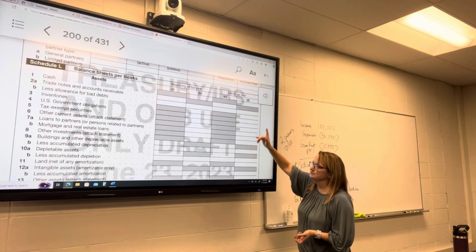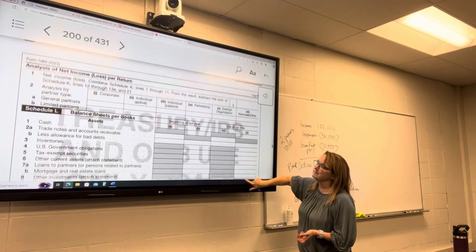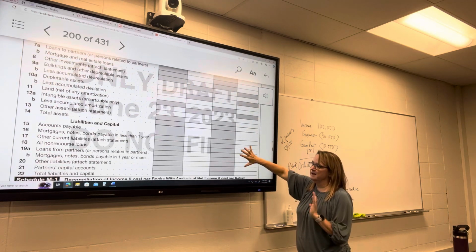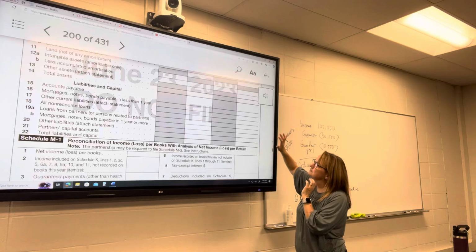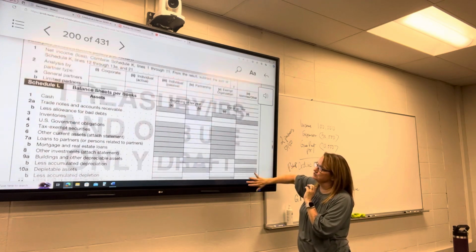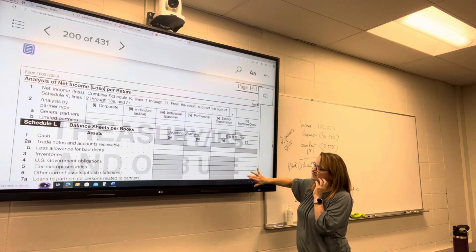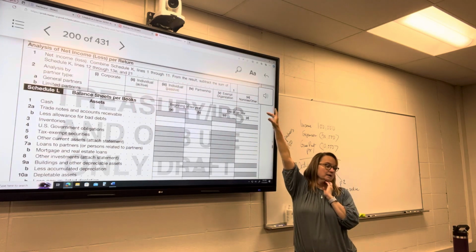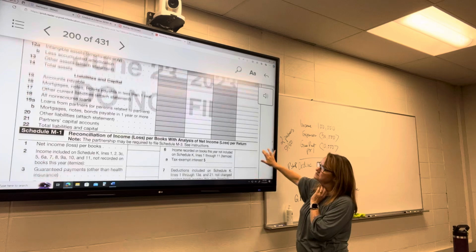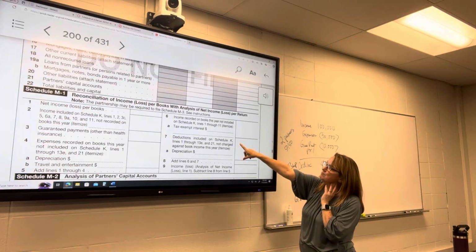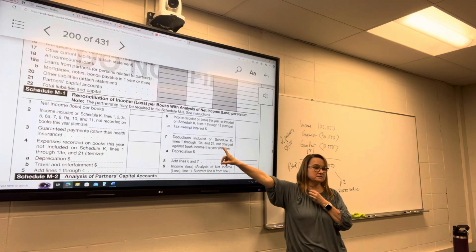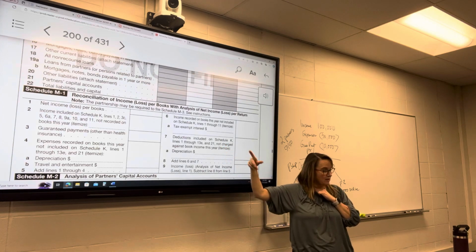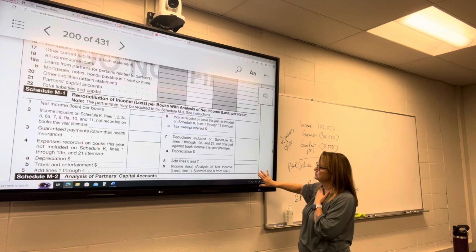Here's the balance sheet that has to be kept. This is the balance sheet per books. There's a reconciliation between this and the tax income as well that has to be done, and that's usually on the Schedule M-1. We're going to work more with this in the next chapter because there are M-1s that are part of the corporate tax return as well.